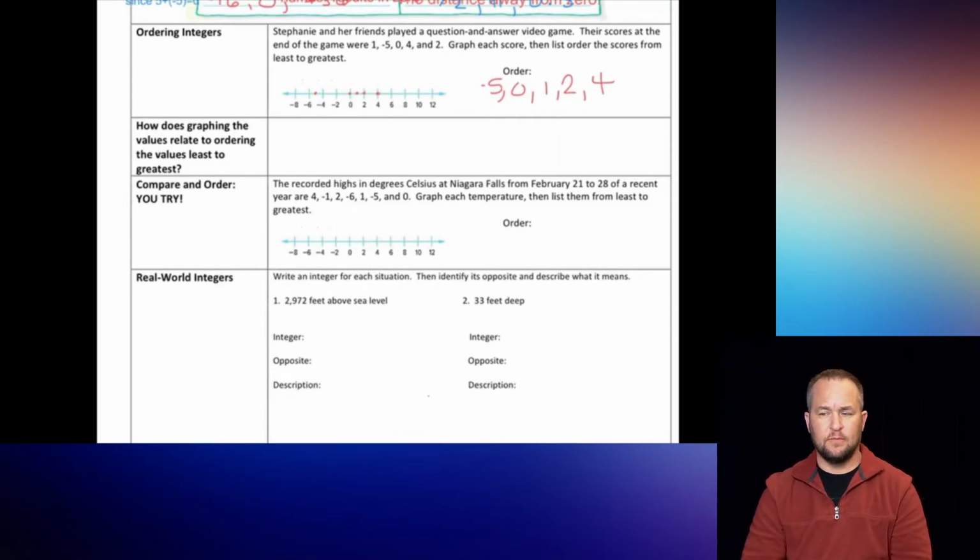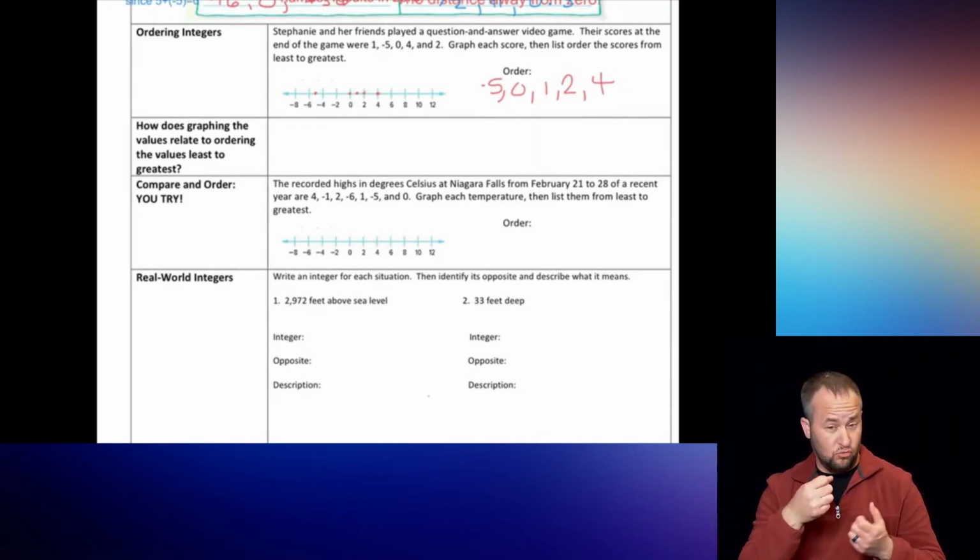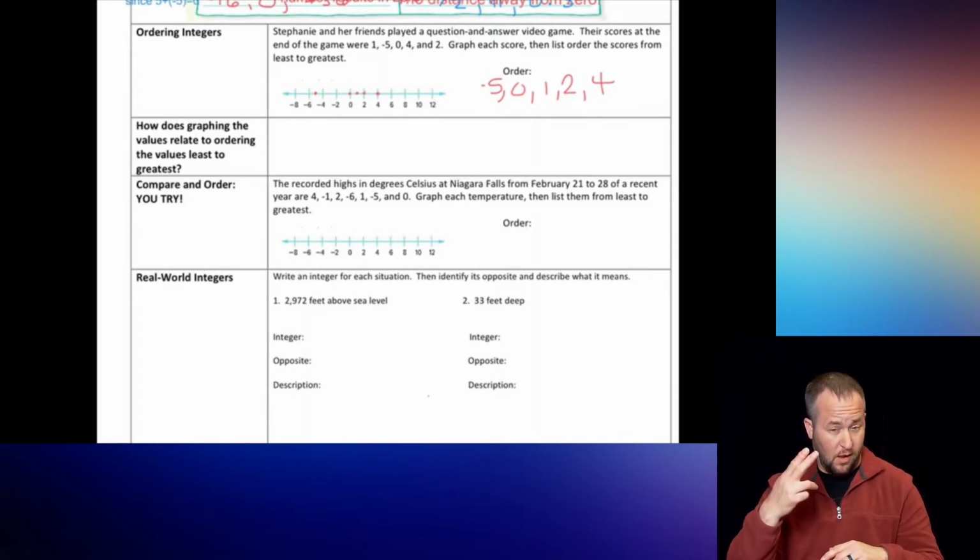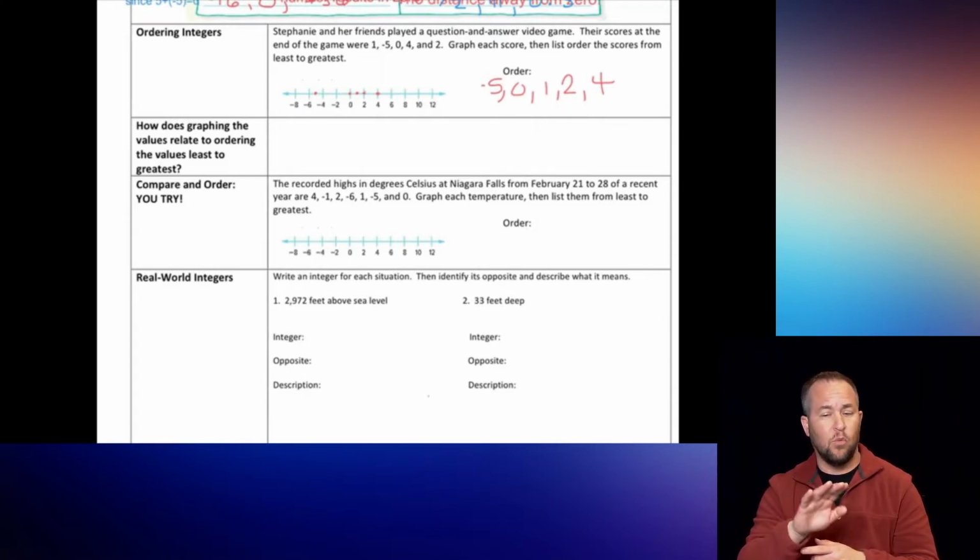So now that you have written your own definition of that, we're going to put it to practice. So we're going to look at this U-try. The recorded highs in degrees Celsius at Niagara Falls from February 21st to the 28th of a recent year are 4, -1, 2, 6, -6, 1, -5, and 0. Graph each temperature, then list them from least to greatest.